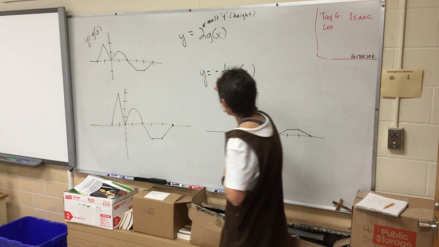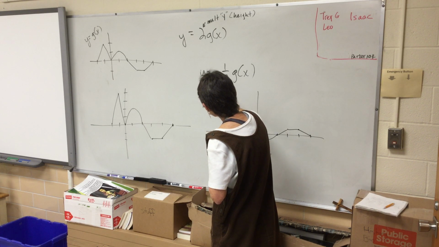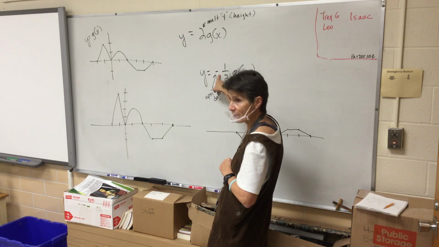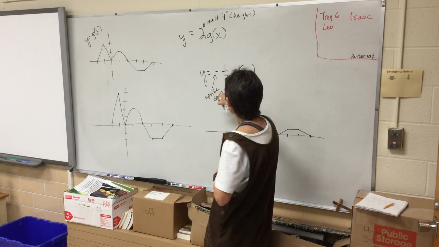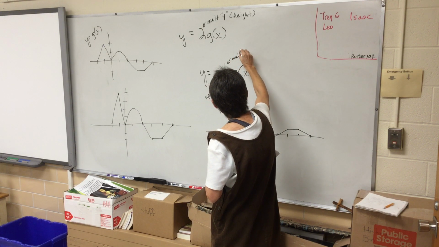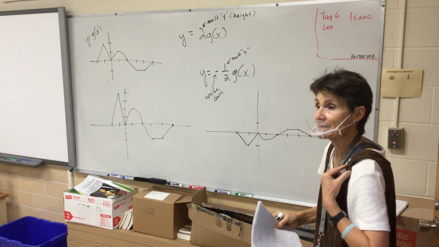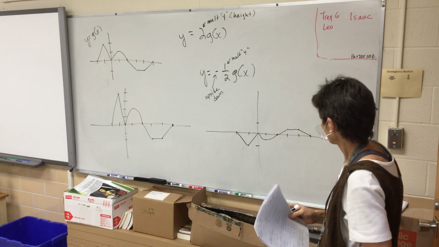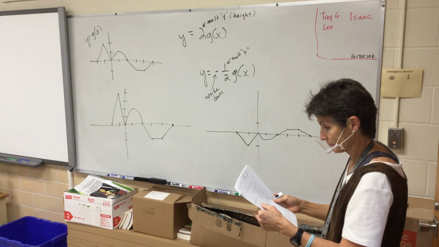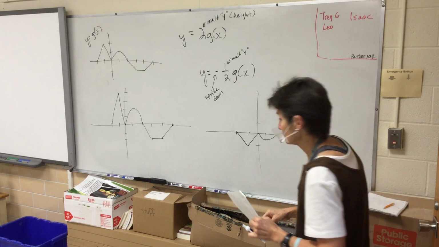So this negative turned me upside down, because that's what a negative out in front does. And this multiplied my y's. So basically cut my y's in half. Okay?